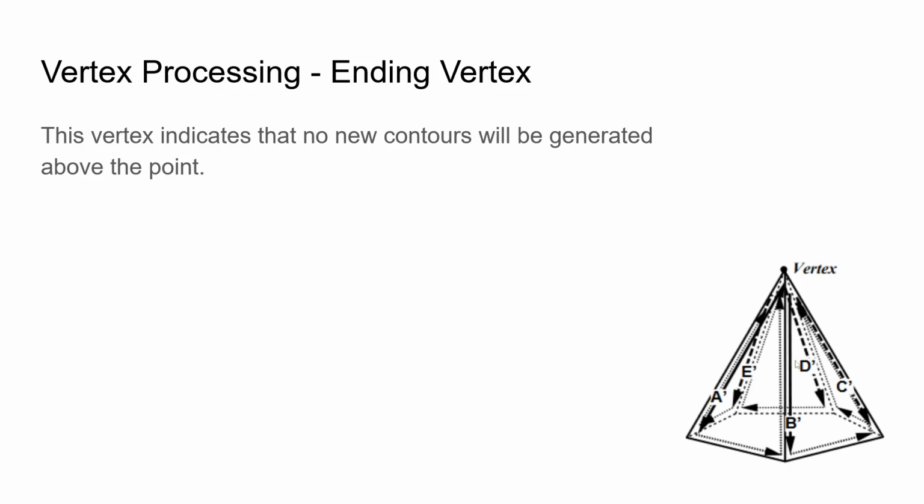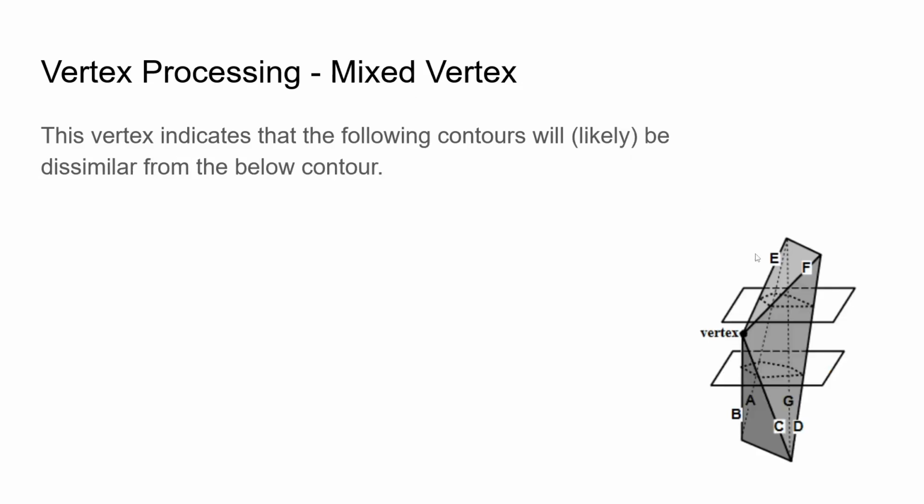And so the ending vertex is when, as we head up here and hit this specific ending vertex, that means no more contour is going to occur, or no more geometry is going to occur after this vertex. I mean, there are some special cases when it might, unless it's identified specifically as an ending vertex.